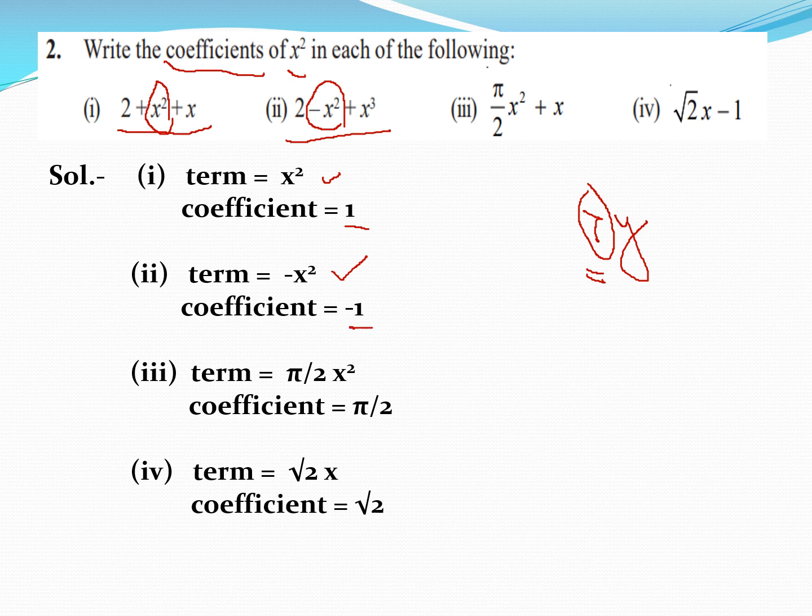The third part is pi by 2 into x square plus x. In this we have to find the term with x square. So here the first term is the required term. We write the term is pi upon 2 x square. Now with x square we have to find out what is multiplied by x square. Here with x square we have pi upon 2. That means the coefficient of this term is pi upon 2. The last part is under root 2 x minus 1.